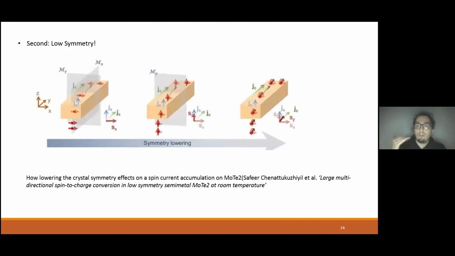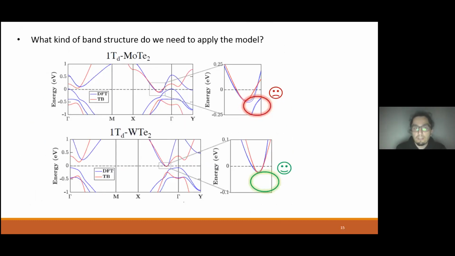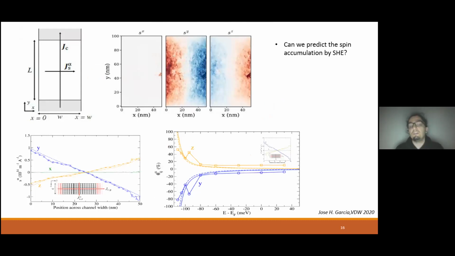So there's a low symmetry material, and I can obtain two-dimensional spin current inside this material. I can have the y and z spin currents at the same time. This is also a really good idea.